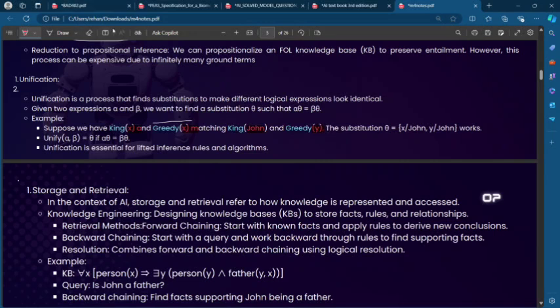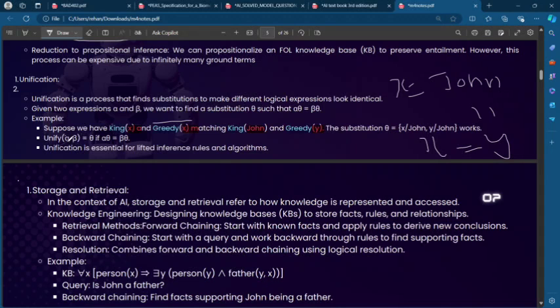So here I can now derive that x is equal to John, and x is also equal to y. Then I can simply say that John is equal to y. Understood, right? Substitution theta equal to x comma John, y comma John works. So now I can say theta unify a comma b is equal to theta if a theta is equal to b theta, which means x is equal to John, then y is equal to John. Or else if x is equal to John and x is equal to y, then a is equal to b, you can say unify a comma b.